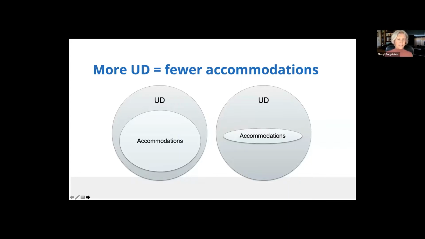Just as demonstrated in this image, where on the left, we have a large circle with universal design, and the accommodations are a large oval within. On the right, the same size circle of universal design has a much smaller oval with accommodations. That's because in that particular iteration, they have been applying universal design.